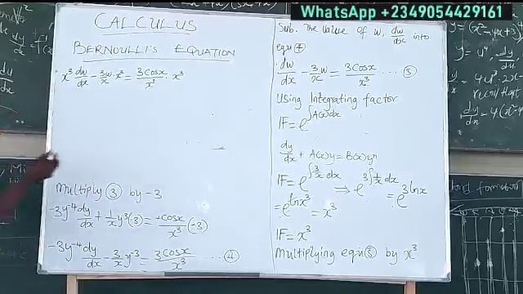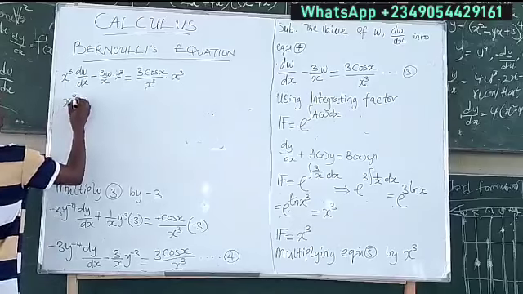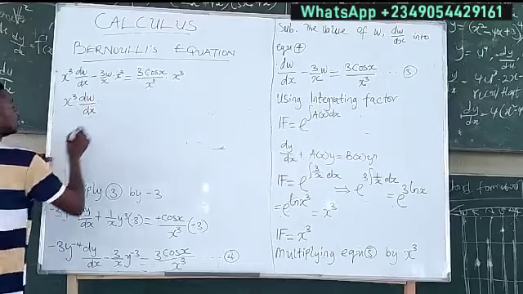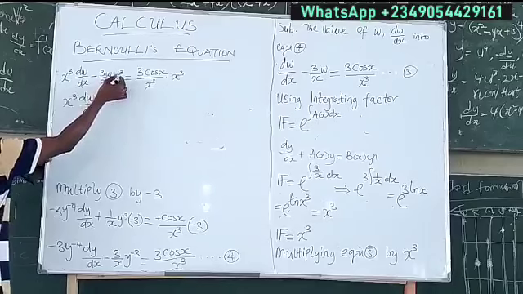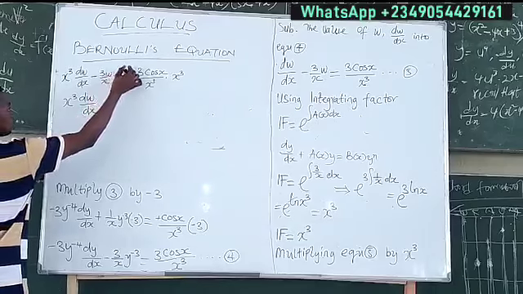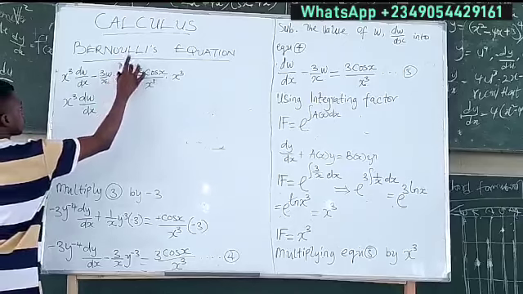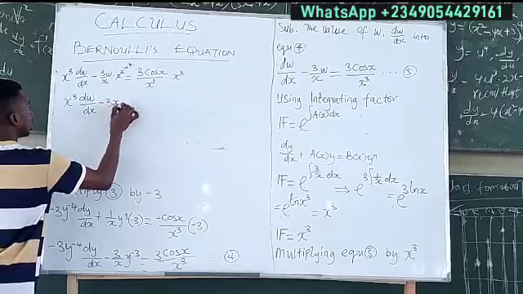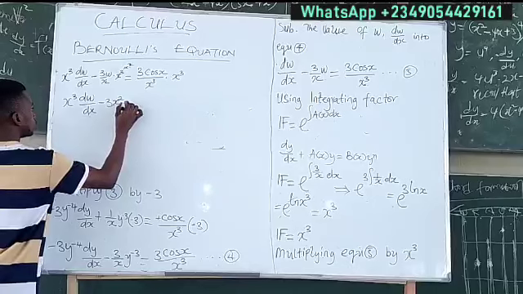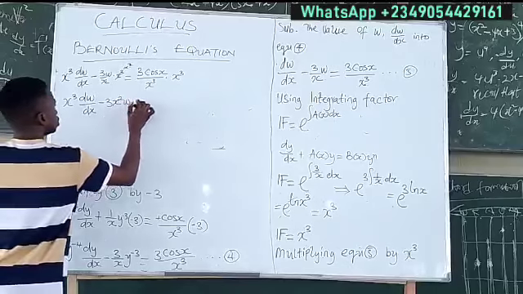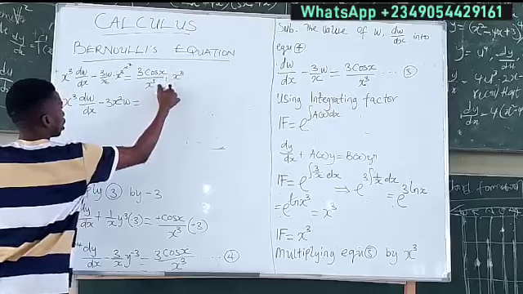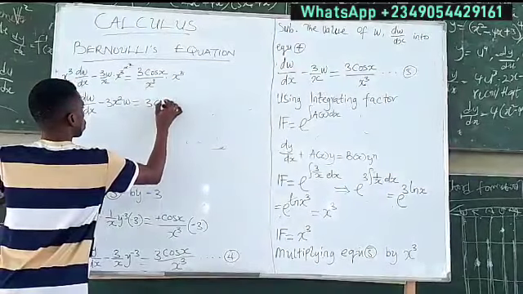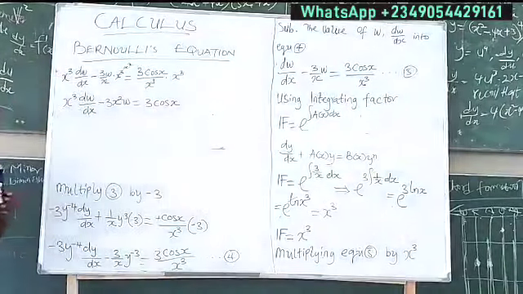Okay, from this becomes x raised to power 3 dw over dx. Then our x will cancel our x, so this part will become x raised to power 2. Therefore, minus 3x raised to power 2, then w is equal to x raised to power 3 will cancel out x raised to power 3. We'll be left with 3 cos x.